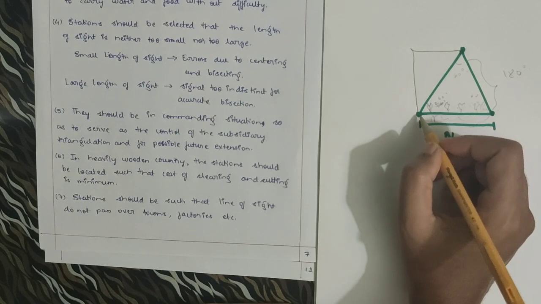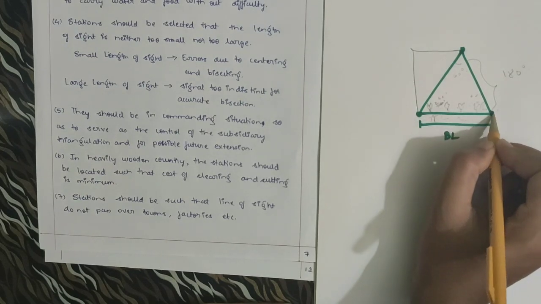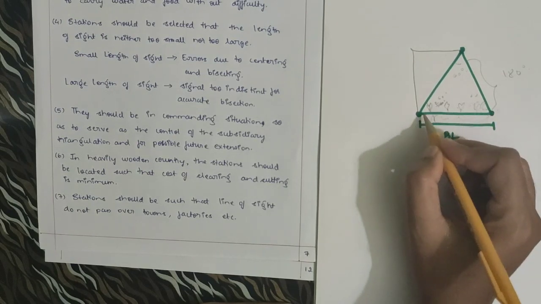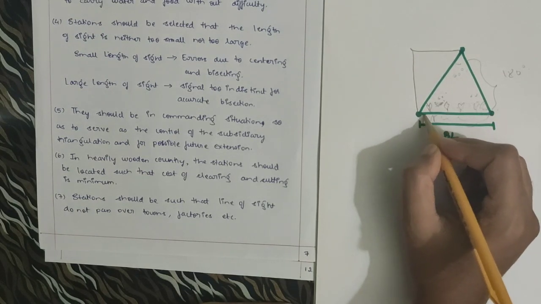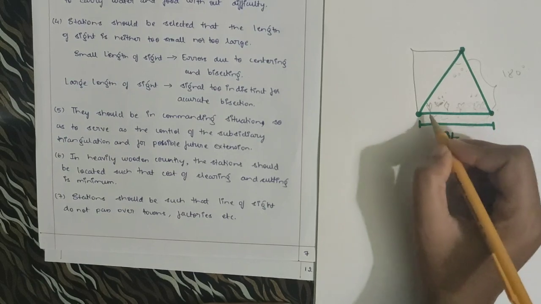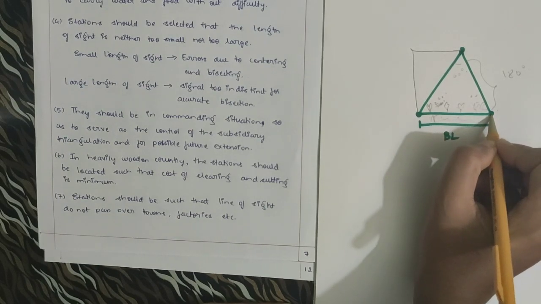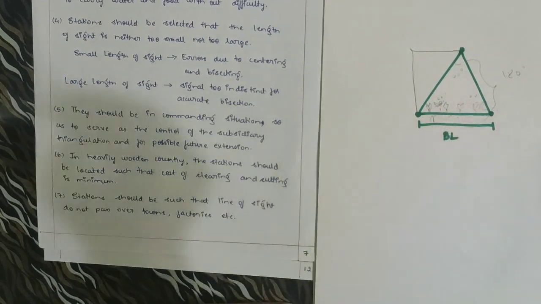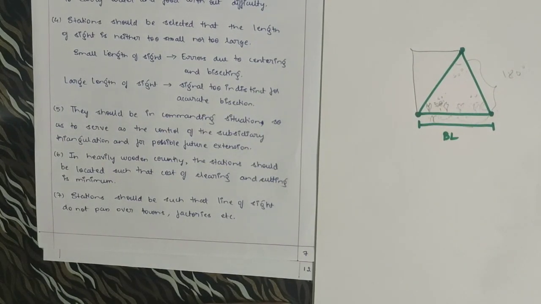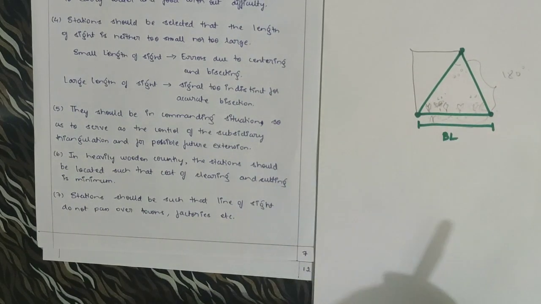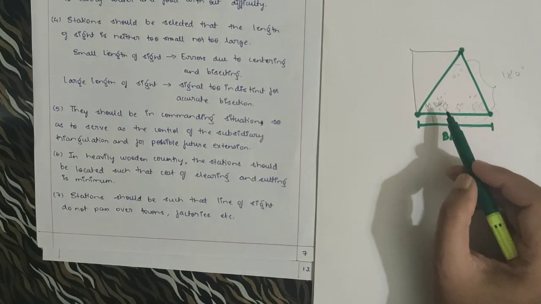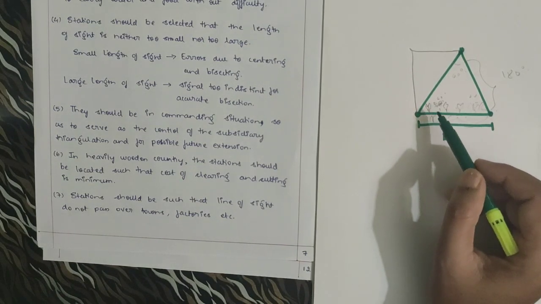What is the first point? It is that the triangulation stations should be intervisible. So if this has to be intervisible and easily accessible, it should be very clear. To clear this jungle or woody area, you may need much money. So you have to consider this criterion. It is better to avoid such stations, or the cost of clearance and cutting should be minimum.